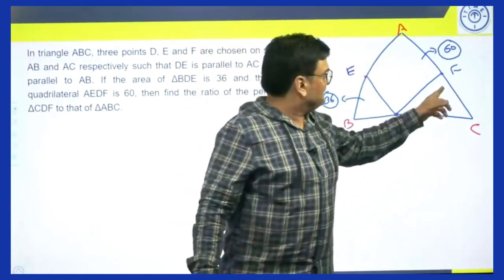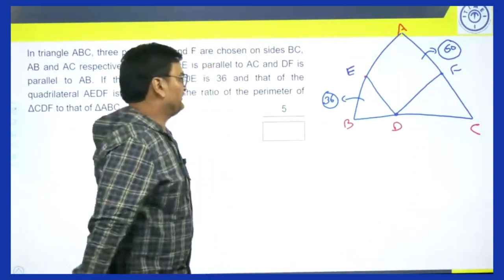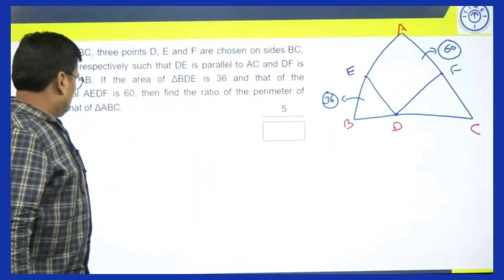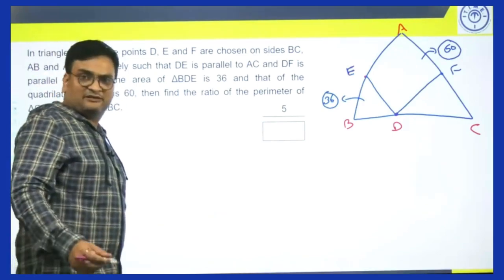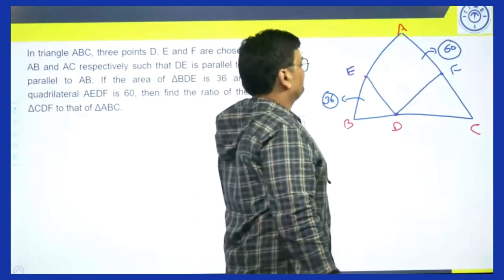So the smaller triangle and the larger triangle, what is the ratio of perimeters? Okay. So how do we go about it? Let's try to understand. Notice, please observe.